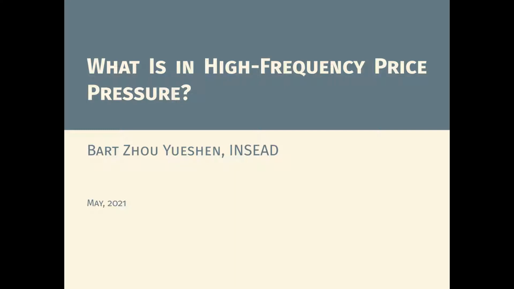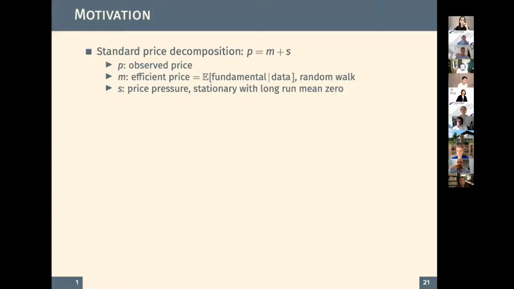So I'm going to talk about high-frequency price pressure. What do I mean? We usually think of it as having two components. One is the efficient price, which I'll call M, and the efficient price is supposed to be a random walk statistically. And the residual, whatever is left from the random walk, is S. And that's what I will call price pressure. You can call it something different, like pricing error, if you want, but the key statistical property of this S is that it is stationary. It has a long-run mean of 0.